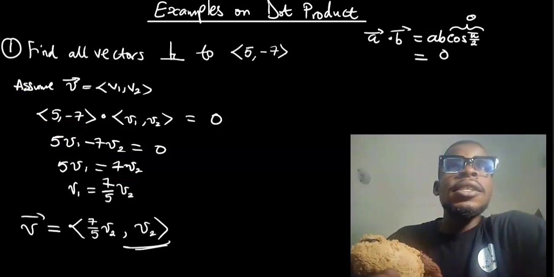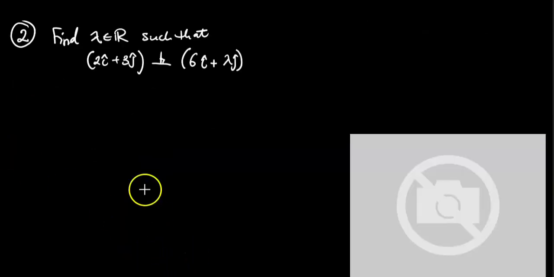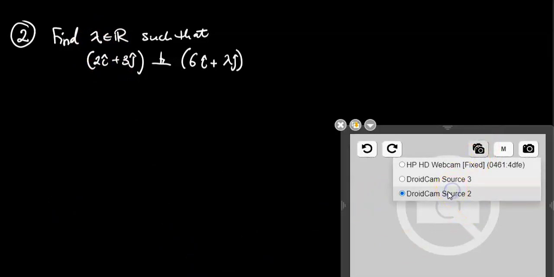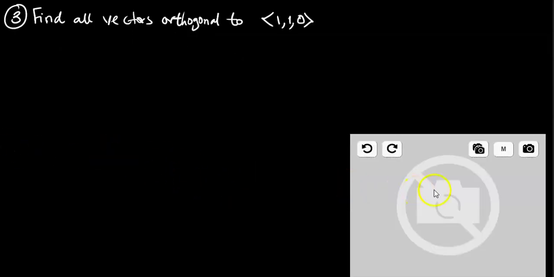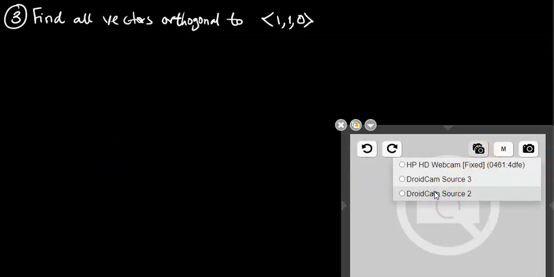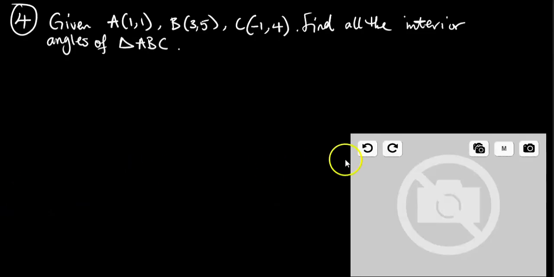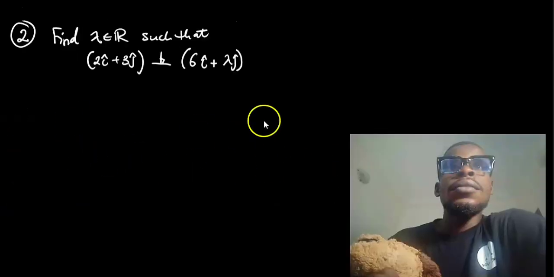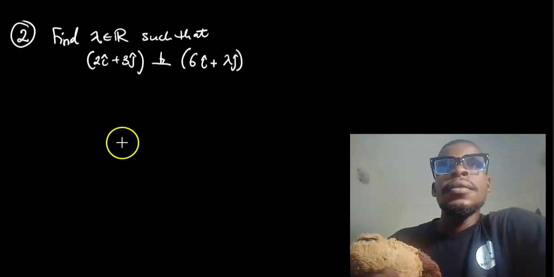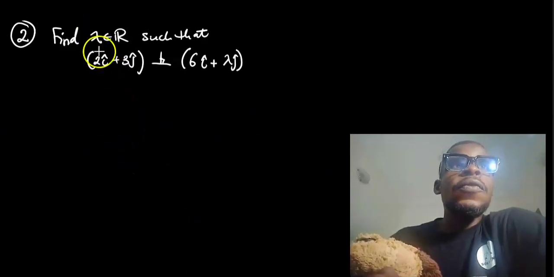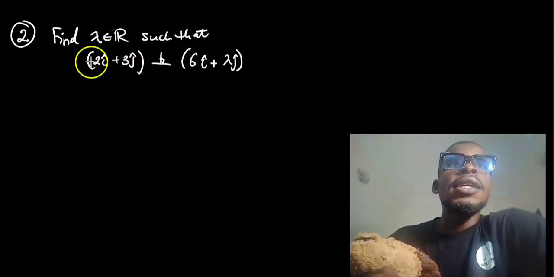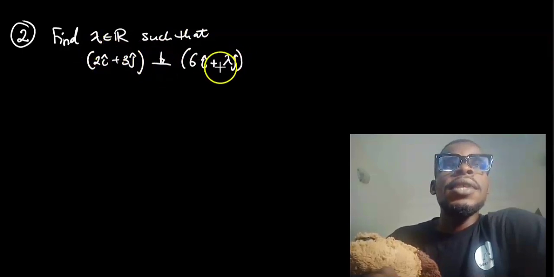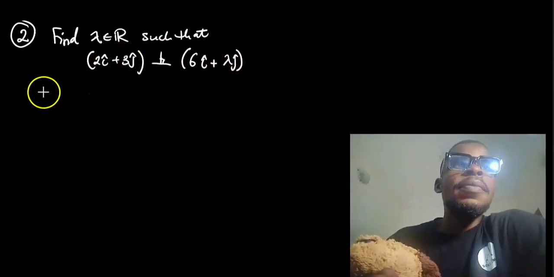Good. So let's get right to the second example. For the second example, we want to find a real number lambda such that this vector is perpendicular to that vector. We're just going to use the same property.